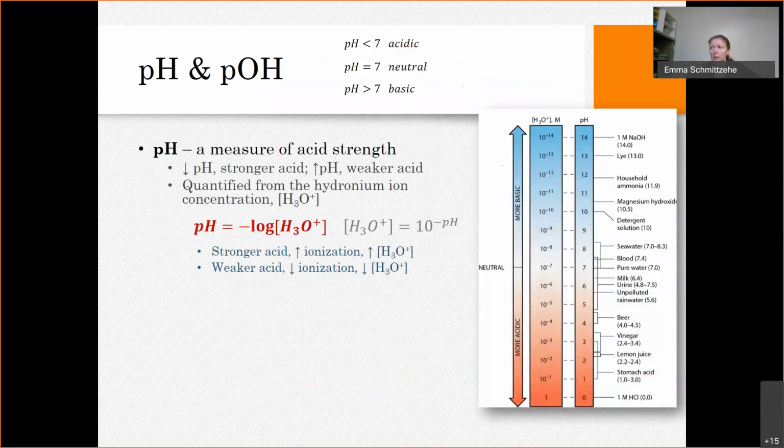Now, more commonly, what we talk about when we're quantifying the strength of acids and bases is pH and pOH. pH is the most common, so we look at that first. pH really is a measure of the acid strength, okay? And the lower the value is, the stronger the acid, okay? So pH less than 7 is an acidic solution. A pH equal to 7 would be neutral. A pH greater than 7 would be a basic solution, okay? So high pHs are basic, low pHs are acidic, okay?